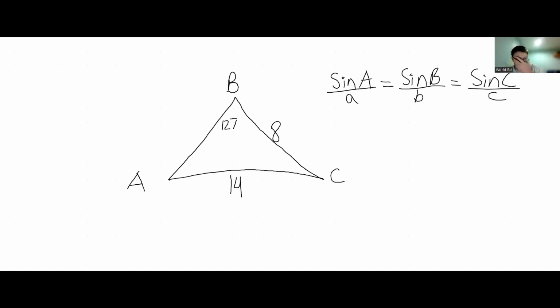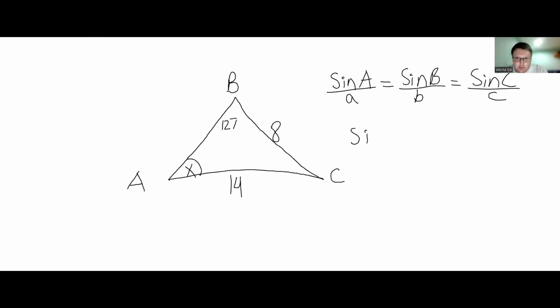So in this question, we're given a triangle ABC, and we're told angle B equals 127 degrees, and we're told two of the sides, right? So they say find angle A. So if we want to do that, let's use our formula. Here we go.